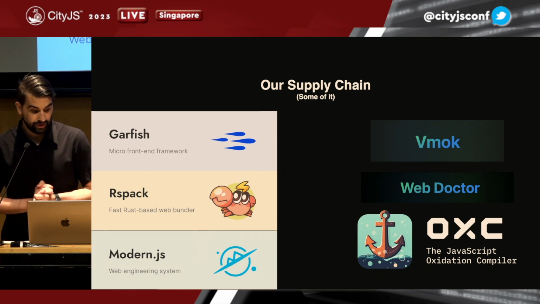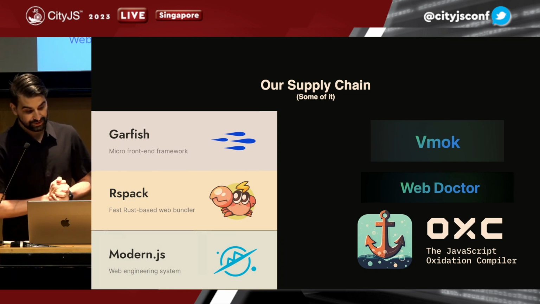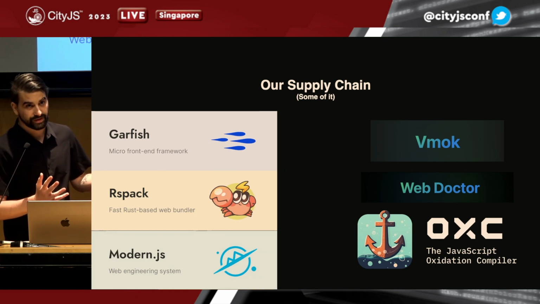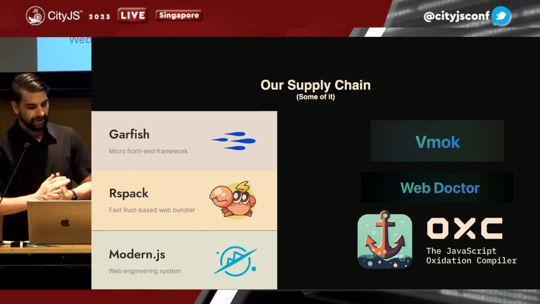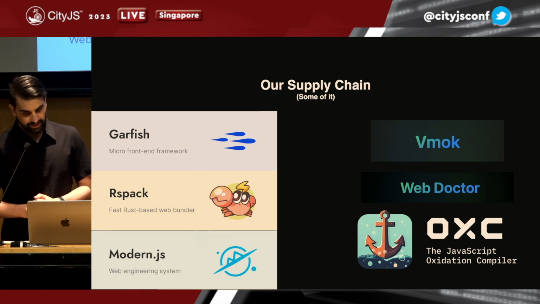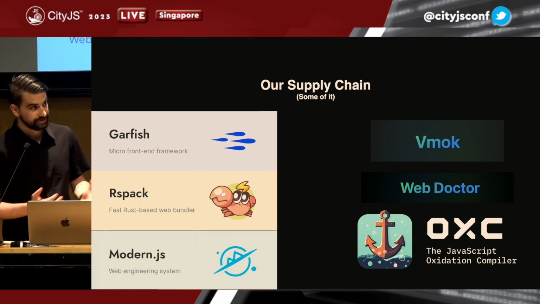We also have RSPack, which is pretty much Webpack rewritten in Rust, and it is interoperable with your existing Webpack configurations for the most part. There are still a few hooks missing here and there, but the idea is if you're on Webpack, you should be able to switch quite easily to RSPack and you will receive 10 to 20 times bundler speed improvements.